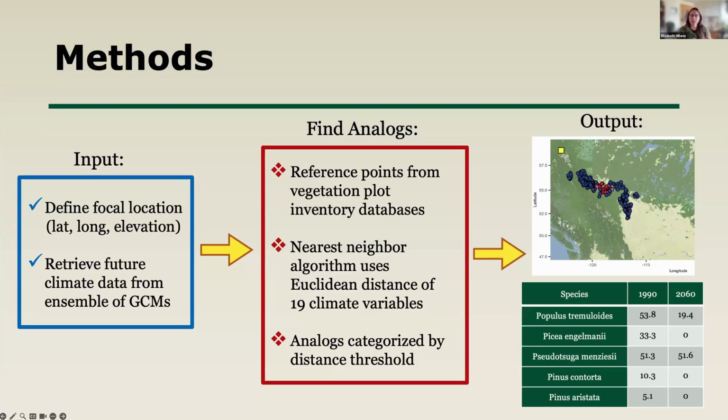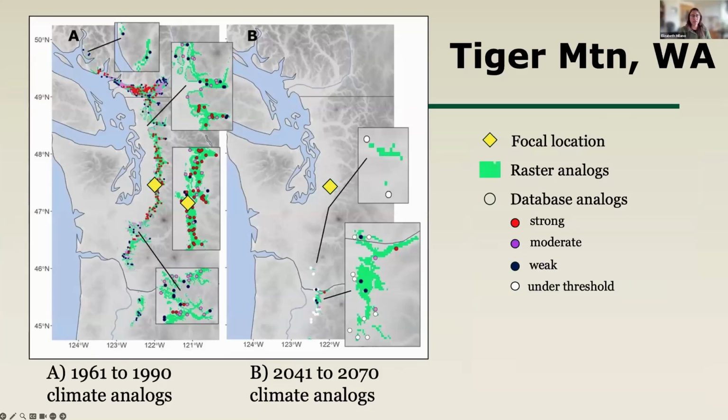Once we get our list of analogs with their climate distance from our focal point, we then categorize those analogs by a threshold distance into strong, medium, and weak analogs. These thresholds were derived from a set of reference points, which I won't get into the details of, but essentially after the fun computer bit, we get output in the form of maps and species occurrence tables. So let's get into the results.